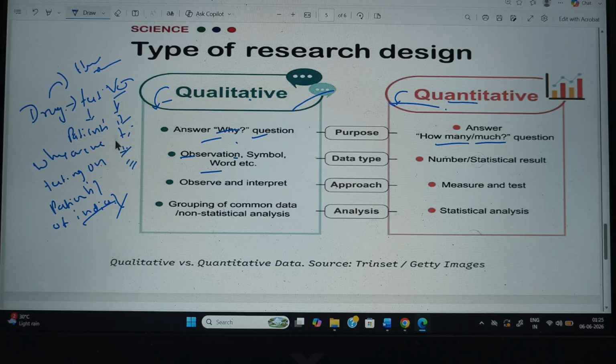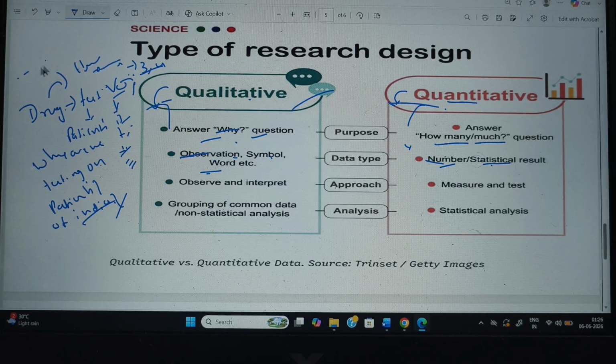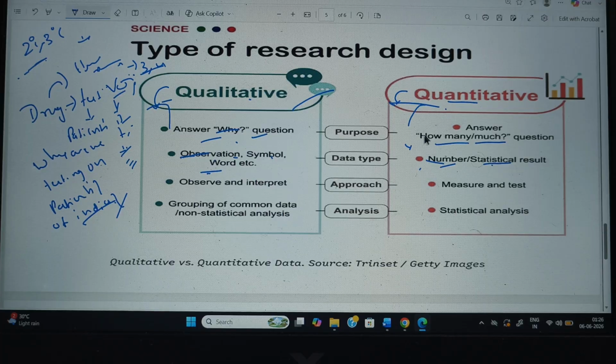This is what we can come to a conclusion about when it comes to observation, symbol, or word in qualitative. But in terms of quantitative, we can see numbers or statistical results. For example, when I talk about vomiting, how many times, it may be 3 times or 4 times, when we administered the drug, how many times did the patient vomit. Or if it is a drug related to hypothermia or hyperthermal studies, where the drug is expected to regulate the temperature, we can see to what degree, by 2 degrees Celsius or 3 degrees Celsius, the body temperature reduced. This is what we get from a quantitative variable.